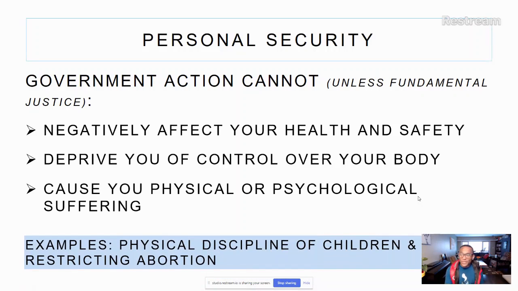So examples of this will be, if government were to enact a law that required the physical discipline of children, or laws that restrict abortion. These are laws that affect people's personal security, their sense of personal security, or their bodily integrity. It actually interferes with their bodies. That would be a violation of the Section 7 right to security of your person, or personal security, or bodily integrity, however you want to talk about it. But again, the question is, has the government done so in accordance with fundamental justice?